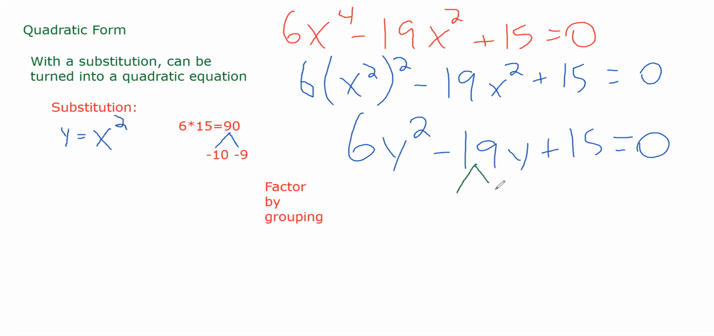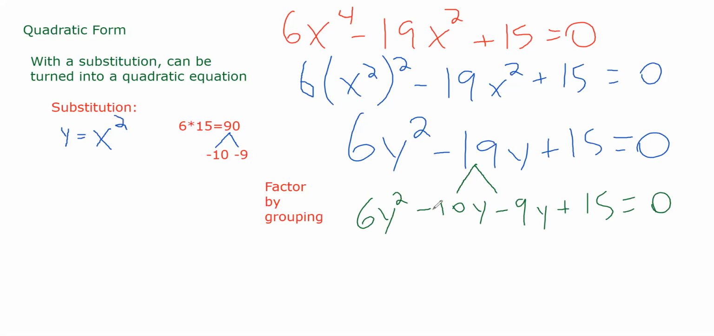Here's what we're going to do. We're going to split off this middle value, this negative 19y, into two different terms based on the two numbers we found, negative 10 and negative 9. I'm going to split that off into minus 10y minus 9y. We'll just rewrite the 6y squared over here, and the plus 15 doesn't go away.